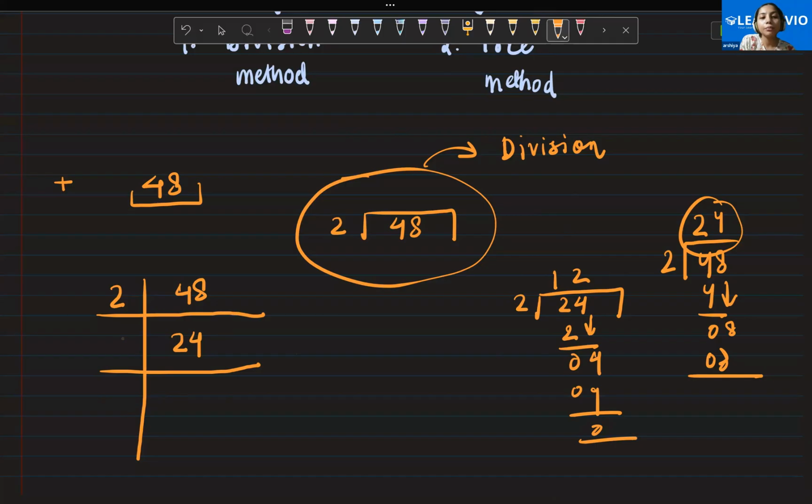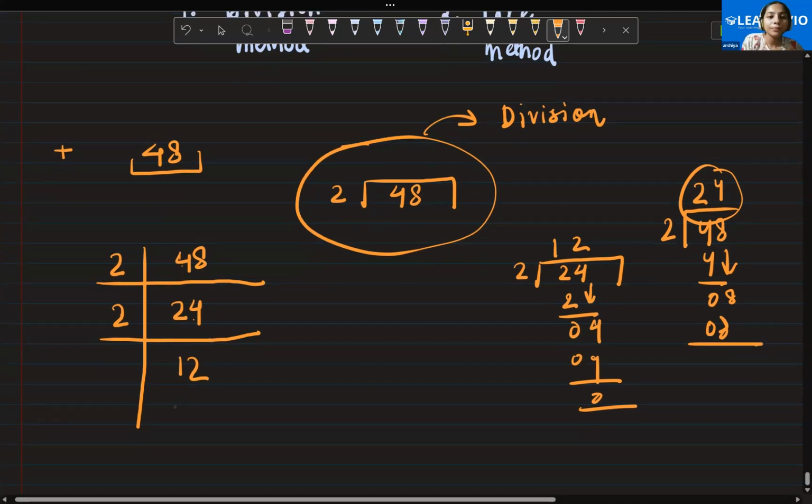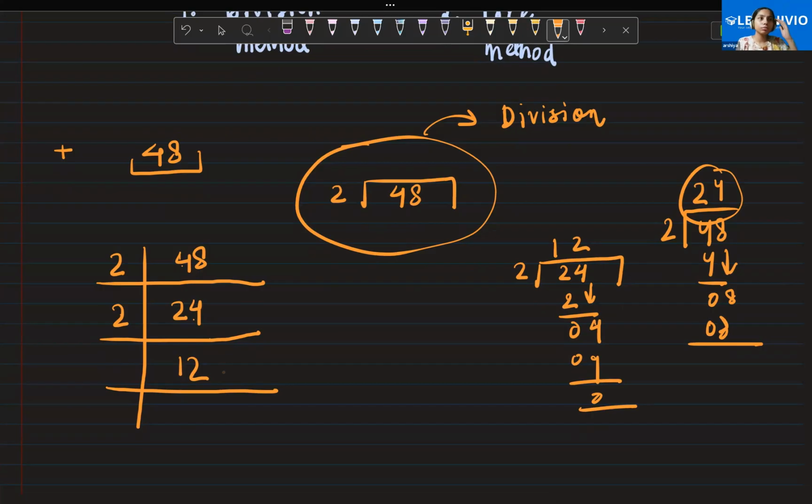Now again I will write 2 here. Why 2? Because I'm dividing by 2. So I divided 48 by 2 and got 24. Now I divided 24 by 2 and I'm getting 12. So I'm writing 12 here. Okay. Now again, is 12 divisible by 2? Yes. How many times is 2 in 12? 6 times. So 2 sixes are 12. So what should I write here in this column? 2. Very good. So 2 I'll write here and the quotient I'll get, which is 6, I'll write here.